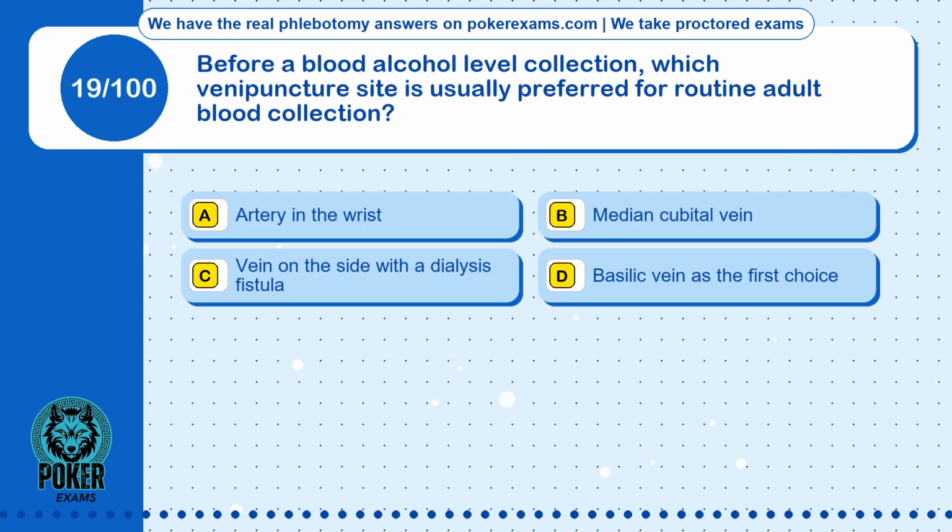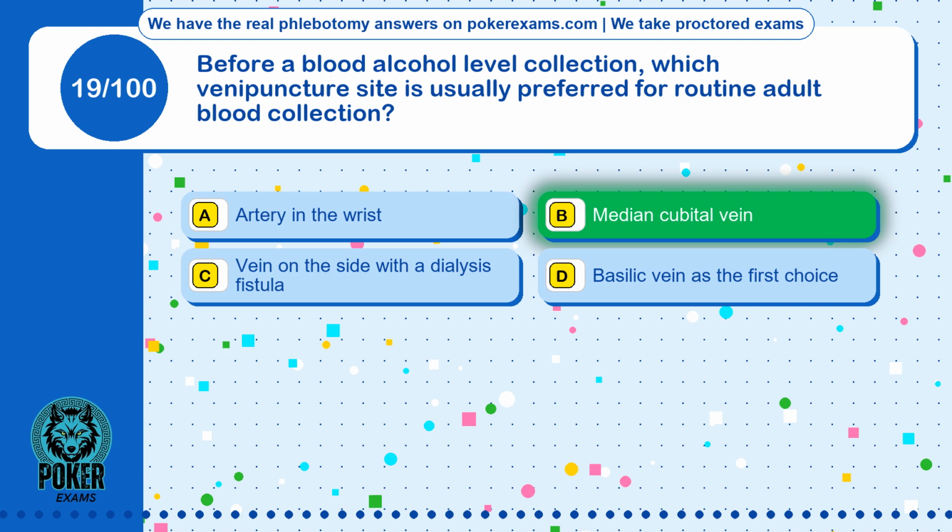Question 19. Before a blood alcohol level collection, which venipuncture site is usually preferred for routine adult blood collection? Option A. Artery in the wrist. Option B. Median cubital vein. Option C. Vein on the side with a dialysis fistula. Option D. Basilic vein as the first choice.